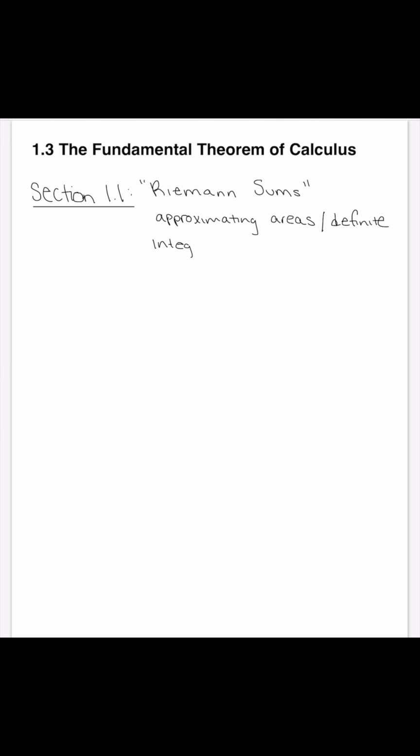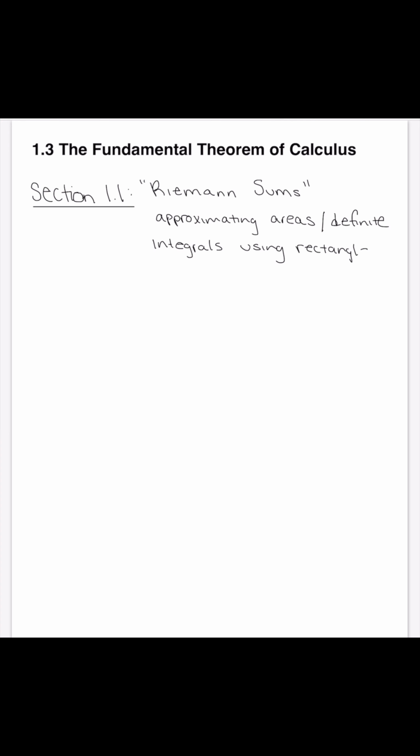So just to recall, in section 1.1, what we went over was Riemann sums, right? Which remember, Riemann sum was just a fancy word for using rectangles to approximate areas. So we were approximating areas, right, or definite integrals using rectangles.